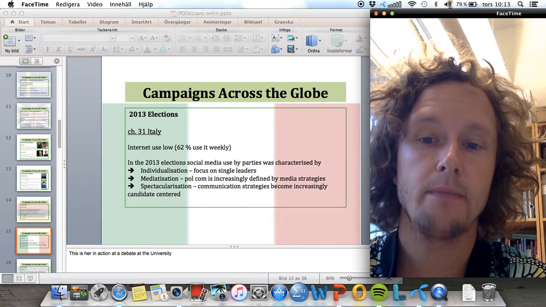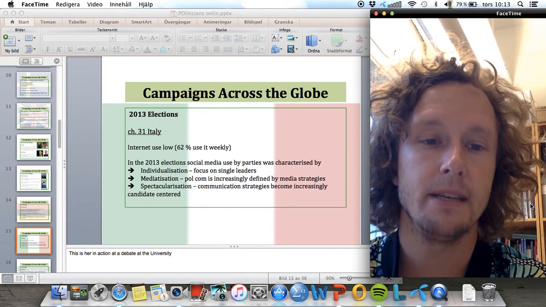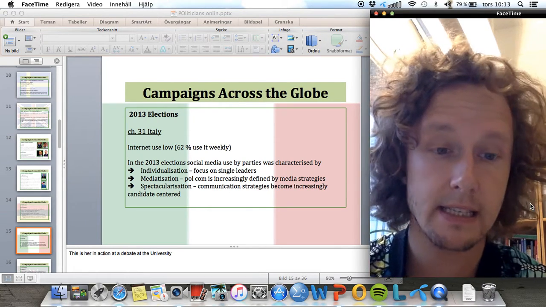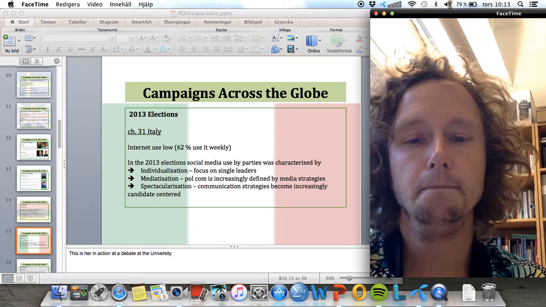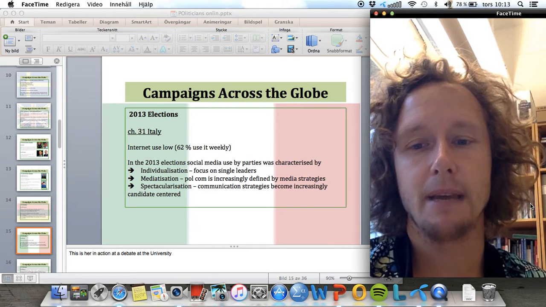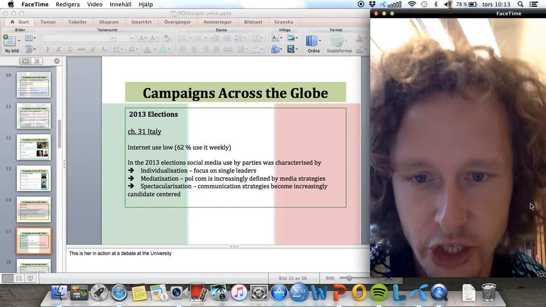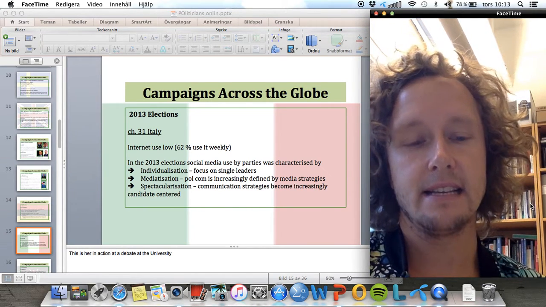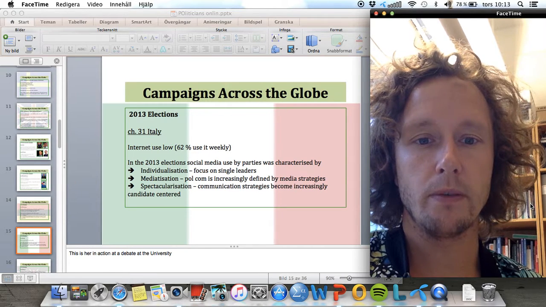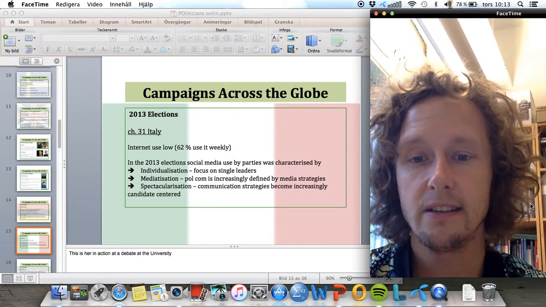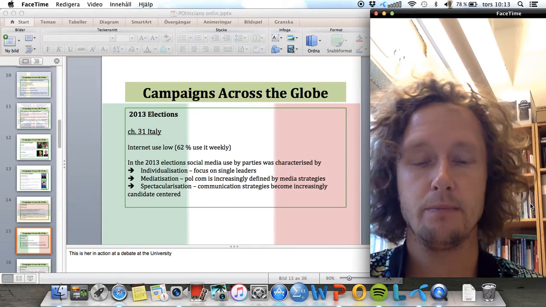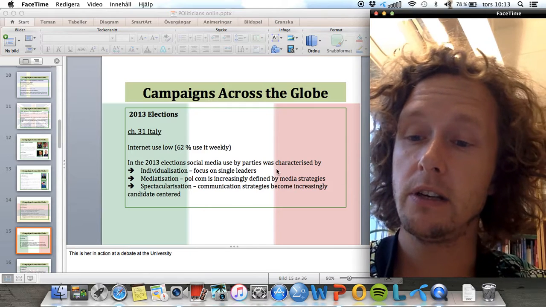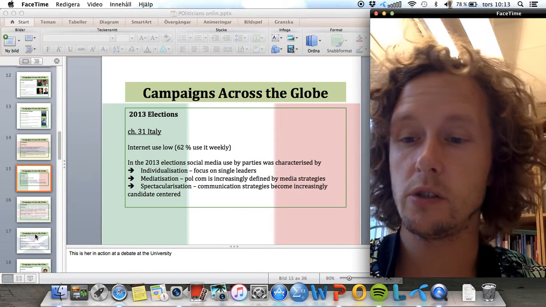Also mediatization, that political communication is defined by media strategy, that they could clearly see that they had strategies for using these media platforms, as well as spectacularization. The communication strategies become very spectacular and candidate-centered. So very much focused on the person: personalization, individualization, image management, and focused on individual leaders. But once again, the context is interesting. Even in Europe, there are huge differences in internet use.